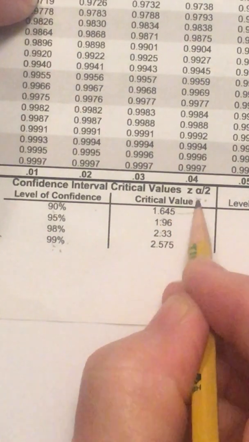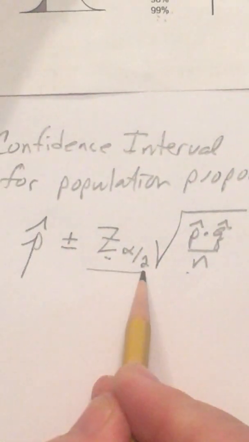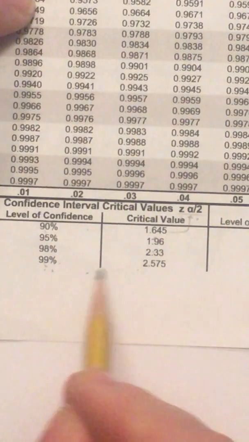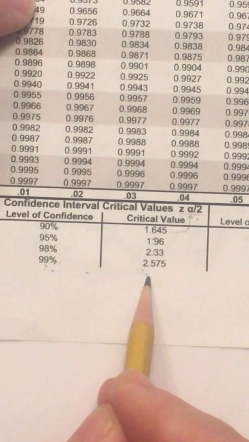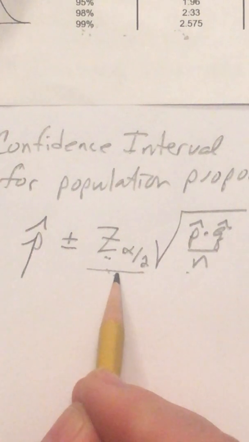That corresponds to Z alpha over 2. That is this number in the formula. Z alpha over 2 is the number given in this table. One of these four numbers, for everything we'll do in our course this semester, is going to be the Z alpha over 2 number that we'll use in this formula.